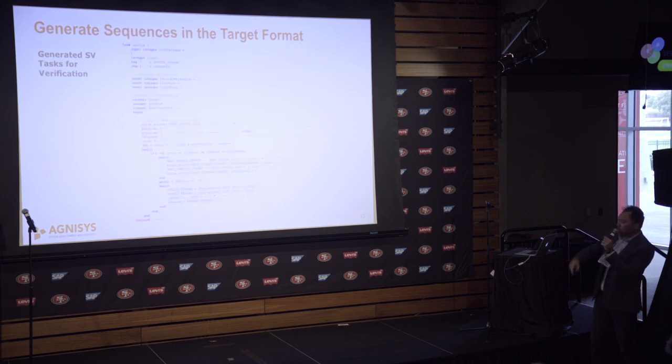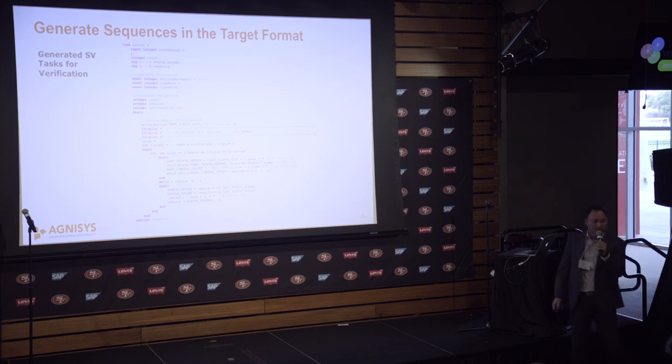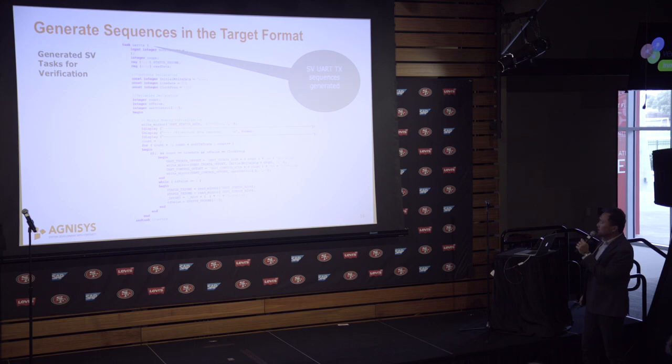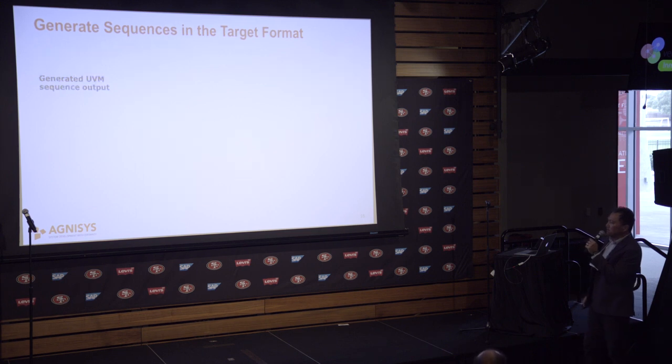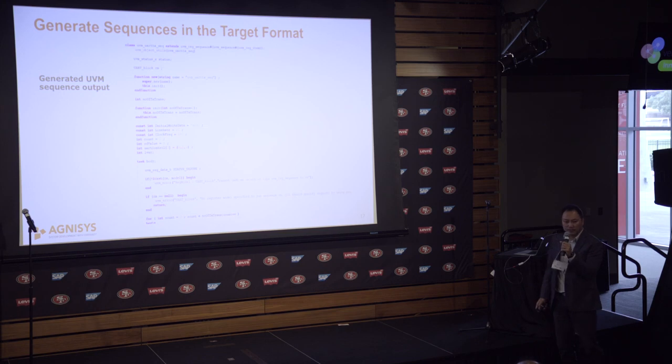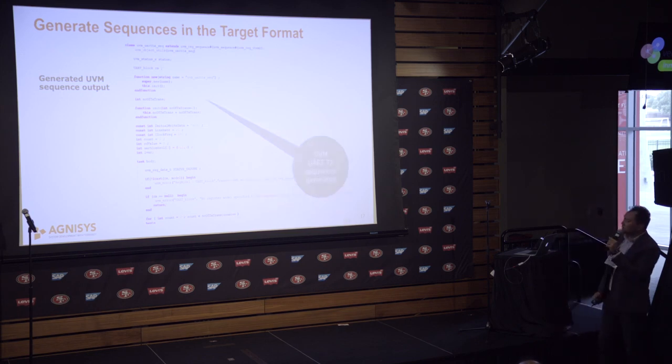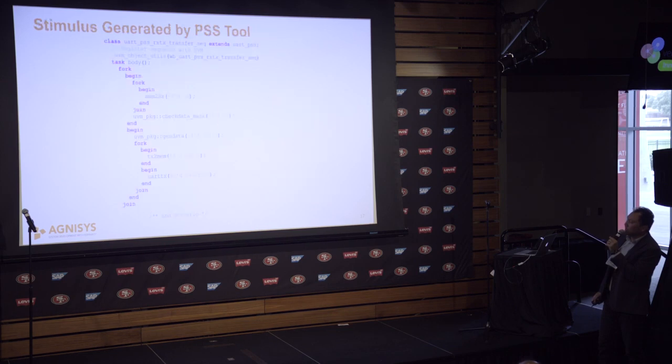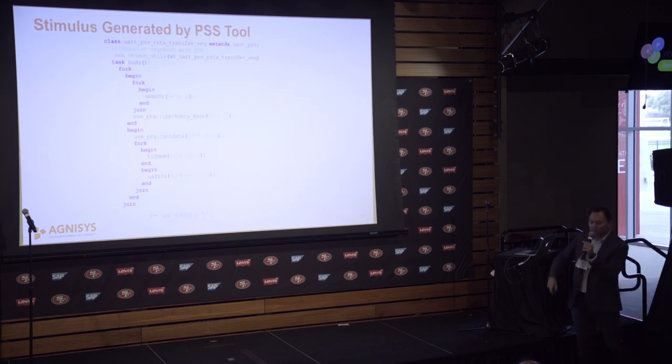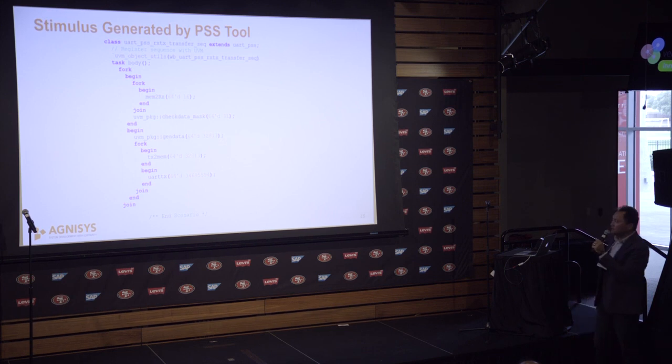The first one was C code. This one is for the SV tasks for verification. Same thing, you can see the task there for the UART TX. So this is the auto-generated code that could simply be used by the user. This example here is a UVM sequence output from the generator. Same thing for the UART TX. And so the user generates the stimulus from the PSS tool.